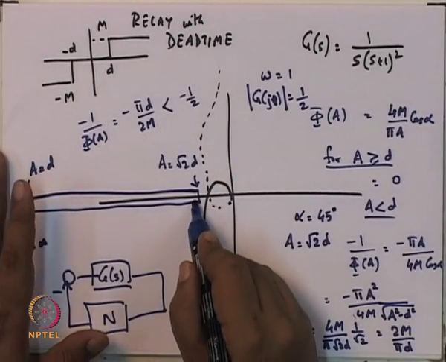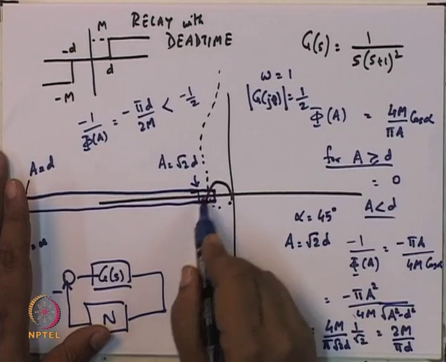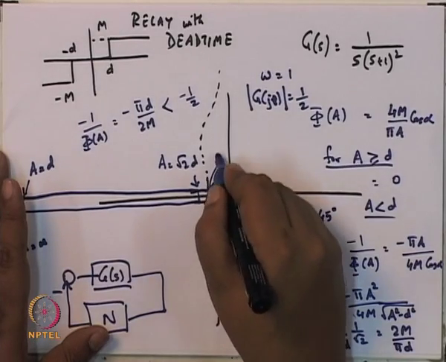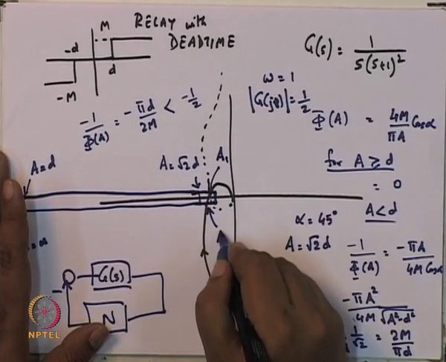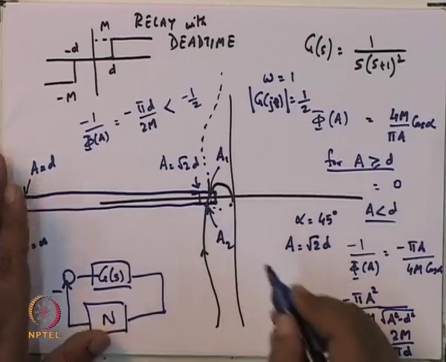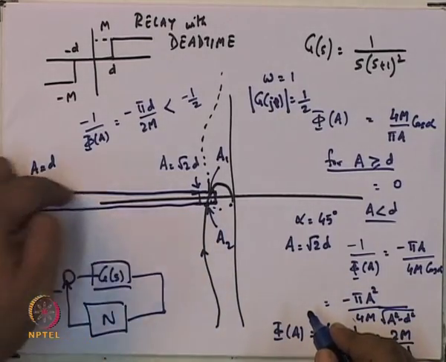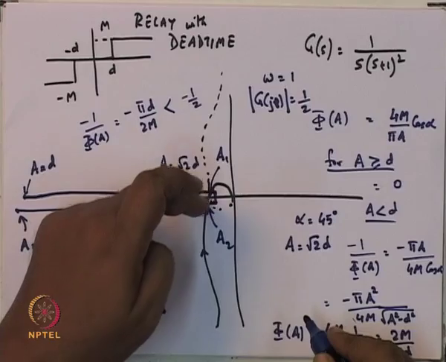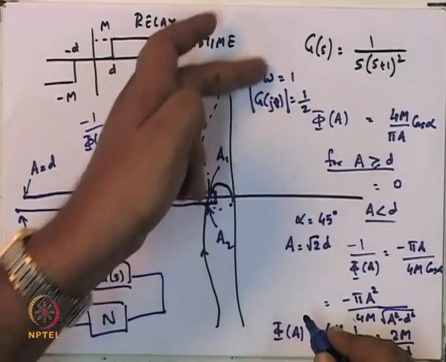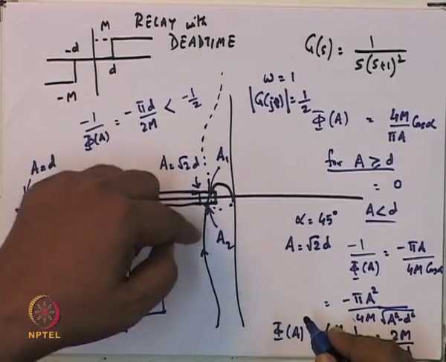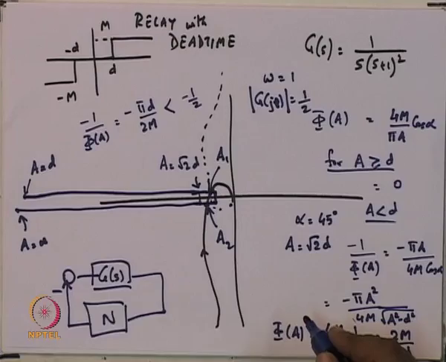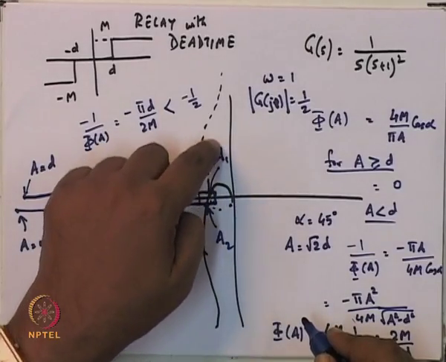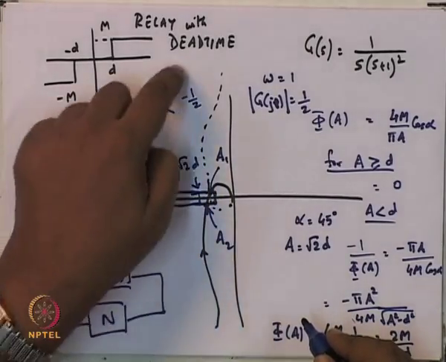Now, if it is greater than minus half, then this is the kind of thing you can expect, which means there are two values of A. Let me call this A1 and let me call this A2. There are two values of A for which the describing function and the Nyquist plot intersect. Of course, the point where the Nyquist plot intersects is already decided, because there is only one point that cuts the negative real axis as far as the Nyquist plot is concerned. So for A, there will be two points, one A1 and one A2, both of which go through this point minus half.